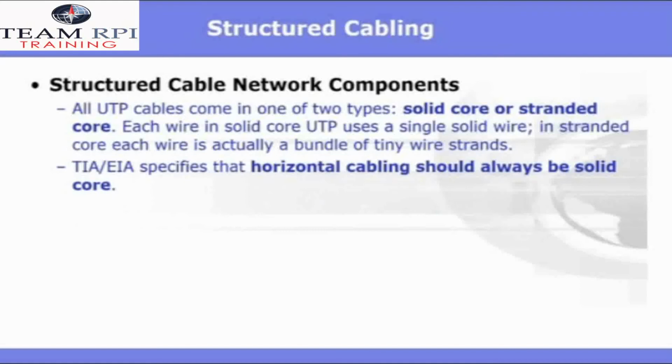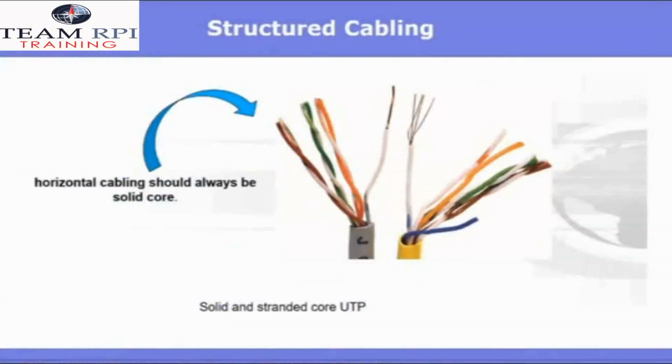Standard unshielded twisted pair cables, or UTP cables, come in one of two types, either solid core or strand core. The TIA standard specifies that for horizontal cabling, solid core should be used. Here you see an example of both solid core and strand core UTP.